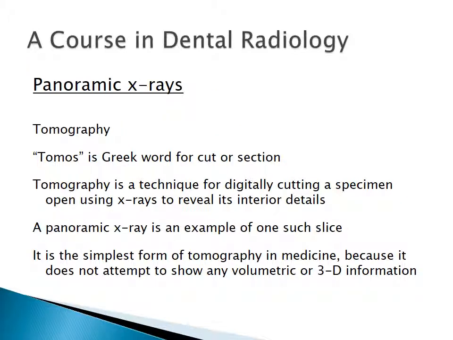When it comes to panoramic x-rays, your panoramic units are the x-ray units that actually rotate around your head. So this is a type of tomography, which comes from the Greek word tomos, to cut or to section. Tomography is a technique for digitally cutting a specimen open using x-rays to reveal interior detail. So this is exactly what your pano units do. It's the simplest form of tomography because it doesn't show any kind of 3D images. It's simply a 2D image.